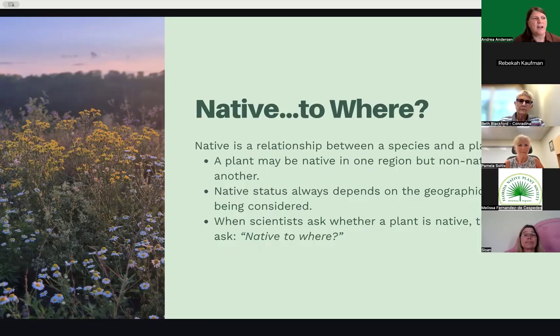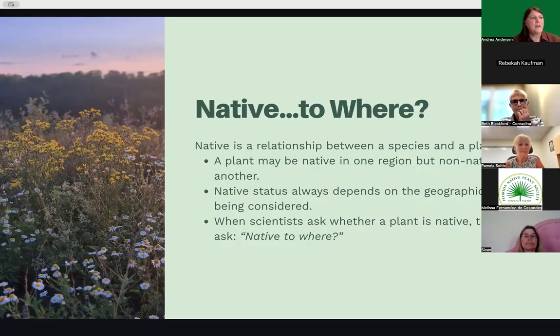Also, the plant arrived there without human introduction. So it typically was established through natural processes rather than human activities, whether those activities were intentional or accidental. That definition immediately raises several questions. What do we mean by a particular region? How do scientists determine whether a plant arrived naturally? And what happens when humans move plants beyond their natural range? We'll talk a little bit more about that. So native to where?